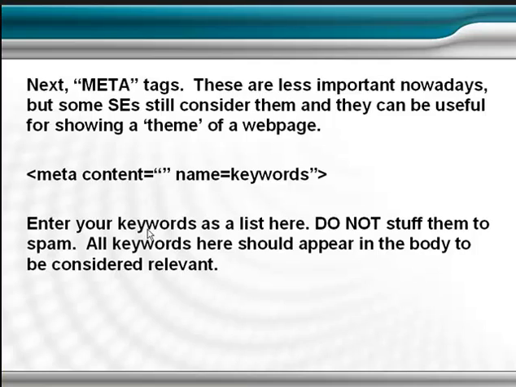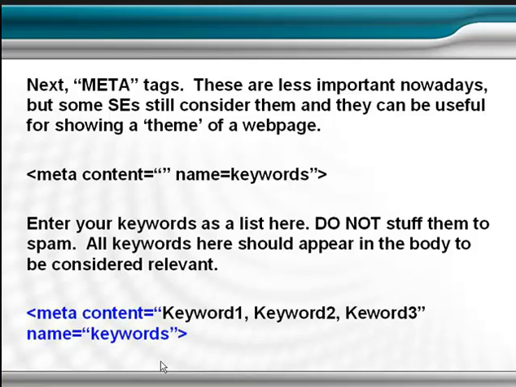So what you want to do here is enter your keywords as a list. Do not stuff them full of hundreds and hundreds of keywords to spam them, because that's going to have a negative effect on you. All the keywords that you place in there should actually appear somewhere in the body of the content as well, so that they're considered relevant. So as an example again, you'd have your opening tag, then in between the quotes you'd have your list of keywords separated by commas, and then your closing tag, name equals keywords.